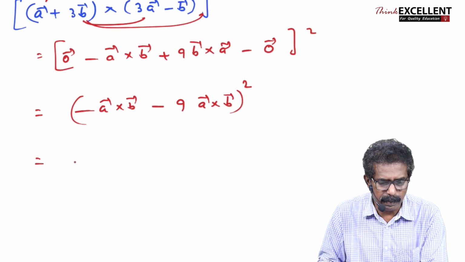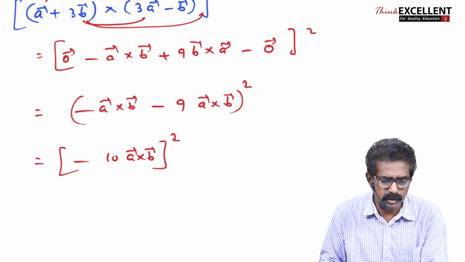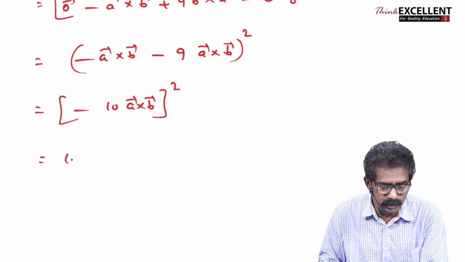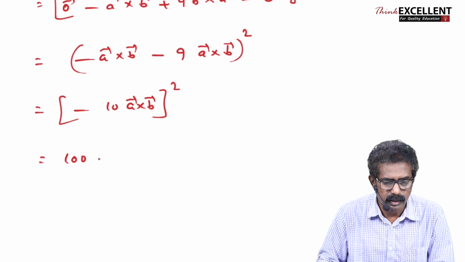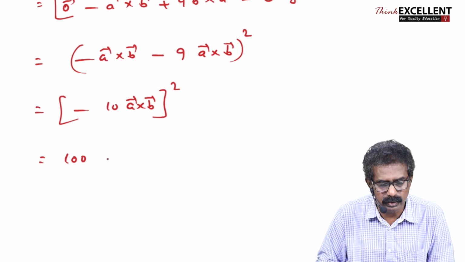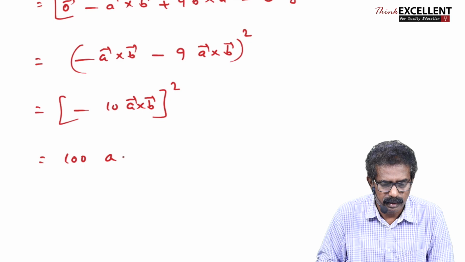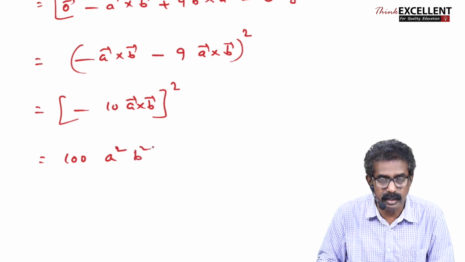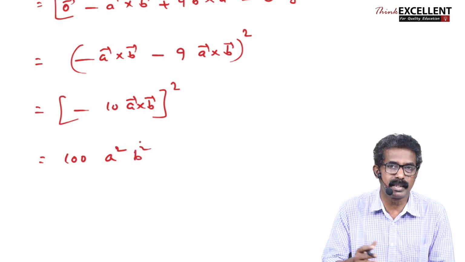So like terms, minus 10 A cross B the whole square. When you square, minus becomes plus, 10 square is 100 into (A cross B) square. So A square, B square. What is A cross B vector? AB sin theta n cap.